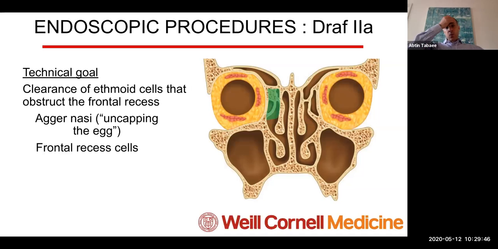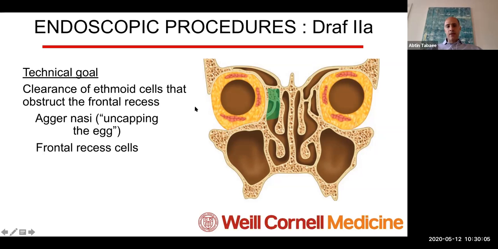Now, Draf IIa is the workhorse of frontal sinus surgery for most routine inflammatory sinus disease. And this involves clearing the frontal recess cells, whether they be agger nasi cells, bulla cells, or suprabullar cells. But the goal here is to clear out all the frontal cells or the ethmoid cells within the frontal recess region.